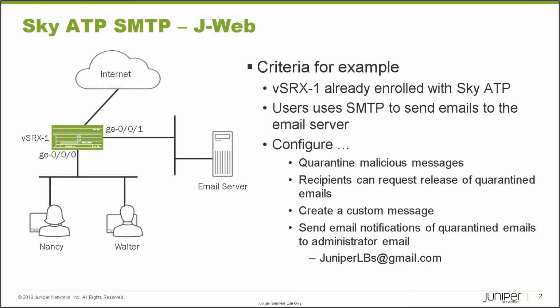Okay, so let's talk about the criteria for the example. vSRX1 is already enrolled with SkyATP. Users will be using SMTP to send emails to the email server. So we need to configure SkyATP to quarantine malicious messages. The recipients can request the release of quarantine emails. We need to create a custom message, and then we need to send email notifications of quarantine emails to the administrator email of juniperlbs@gmail.com. Okay, with that, let's go ahead and jump to the Sky ATP web UI and get this started.